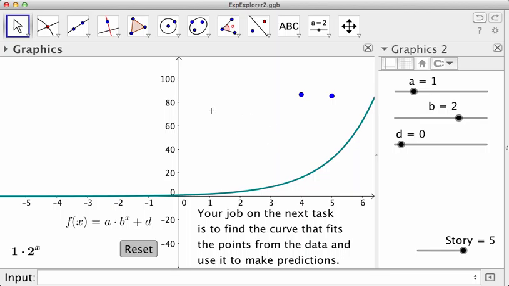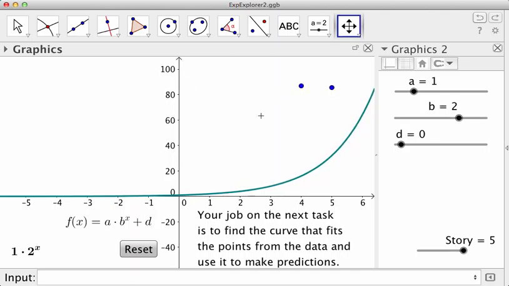So now you can see that we've changed the window setting so that the y-axis now goes up to over 100, and the x-axis has stayed approximately the same. Now we've plotted 2 points from your CSI Newton handout, and we can see that there's a slight decline in temperature from 4 a.m. to 5 a.m. Your job is to find the curve that fits these 2 points and then use that curve to make a prediction about the temperature of the body.